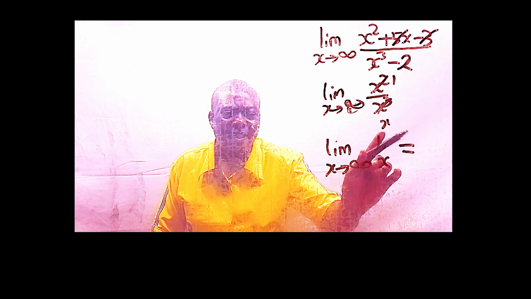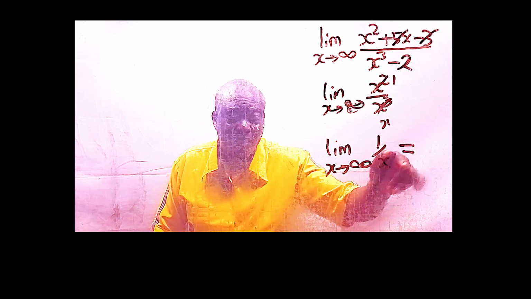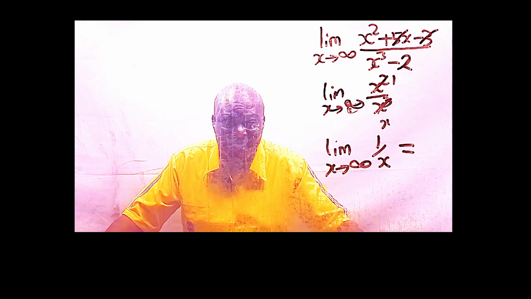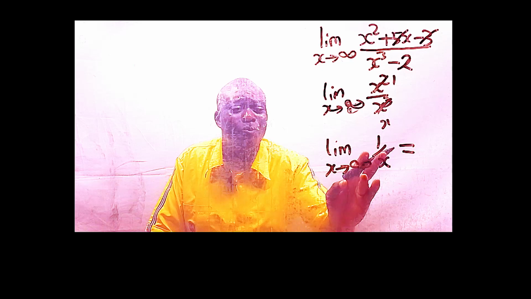What will happen if this x keeps on growing? If x is 1, everything here will be 1. If x is 5, it will be 0.0 something. If x is 100, it will be 0.001. So as this x becomes so big, it becomes 0.0000 something. Let's say you put in 1 million here.